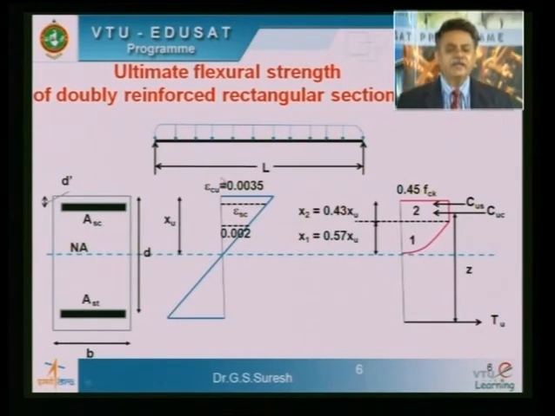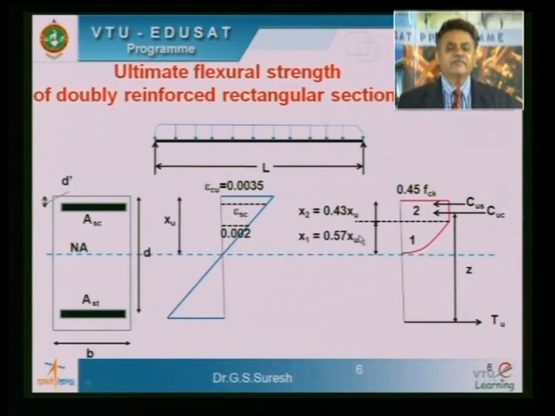At the ultimate, the strain in concrete is 0.0035, which is given in IS code. At the depth of the steel, that is d dash, you have the strain which is denoted as epsilon SC. S stands for steel, C stands for compression, and I have also shown where the curved portion ceases and becomes horizontal in the stress strain curve, which is 0.002.